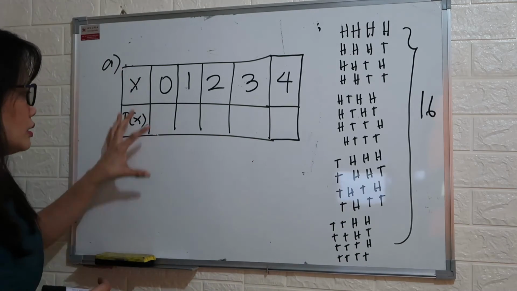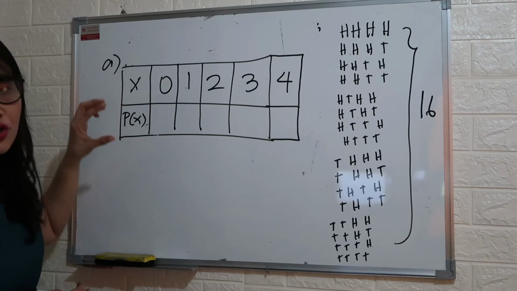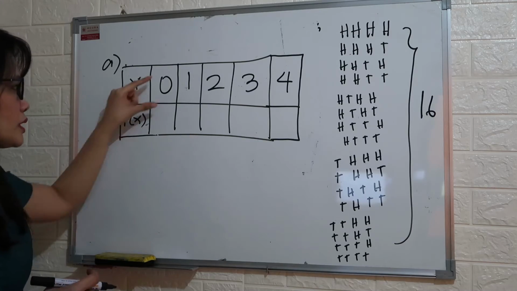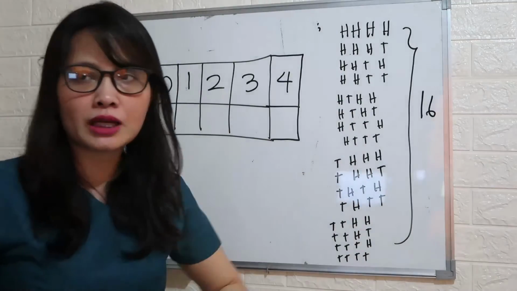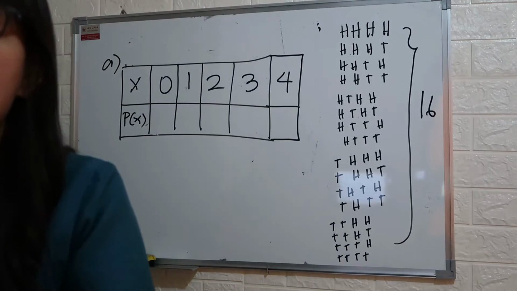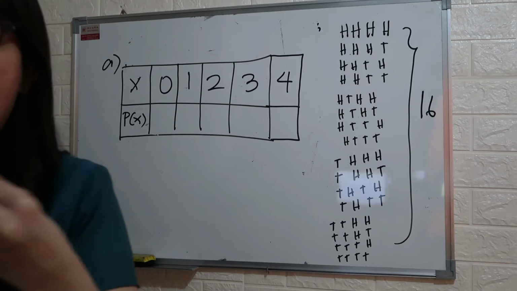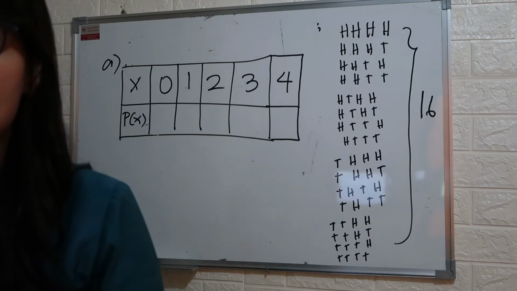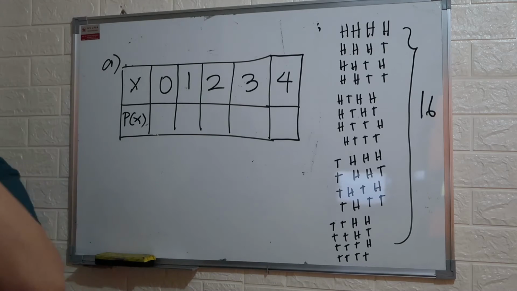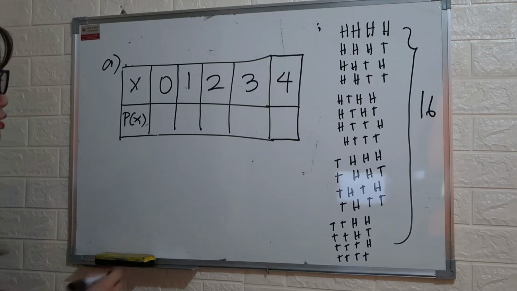Now, next is the probability of getting those values. What is the probability of getting 0? Based on the tree diagram that we have, what is the probability that the outcomes are all heads, not tails? 1/16. Okay, 1/16. Very good.